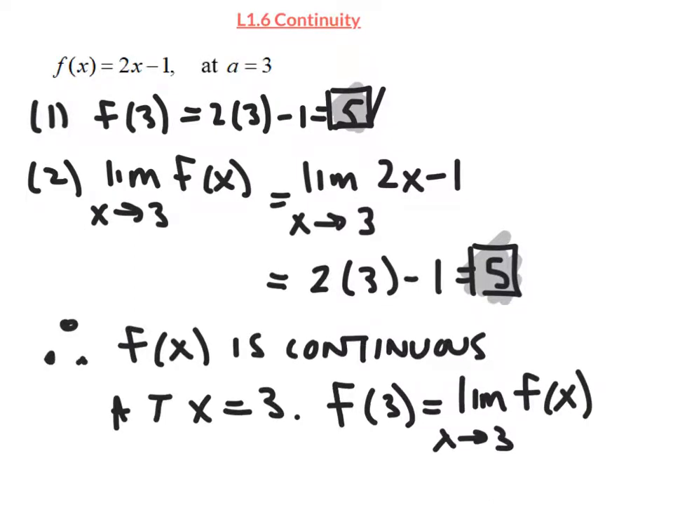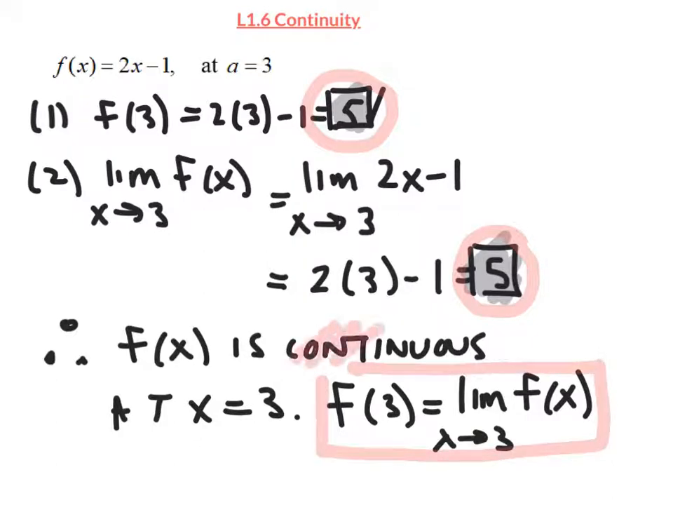Please take note of many things here again, right? 1, we found the actual value, step 1. We found the limit's value, step 2. We decided that they were actually indeed equal. Therefore, it is a continuous function, and it's continuous at a given moment in time.